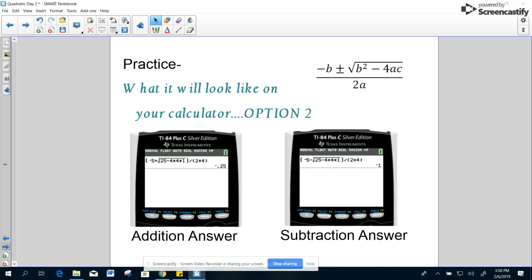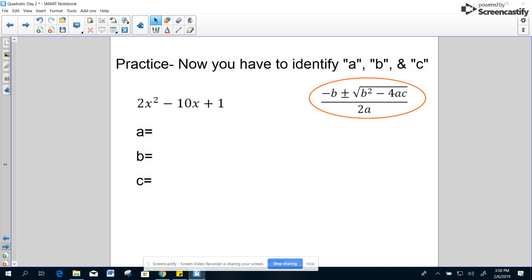Let's try another one. In this particular case, you must identify A, B, and C. Those will be considered points on your assignments. Additional points will be given for placing these values properly within the quadratic formula. So let's get started. Pause the video if need be.